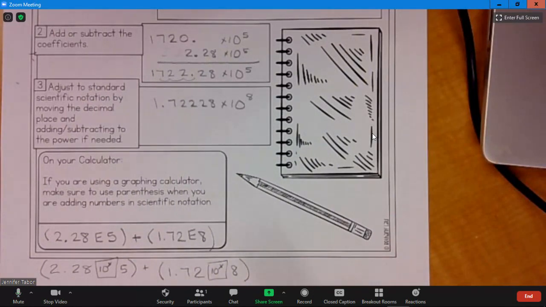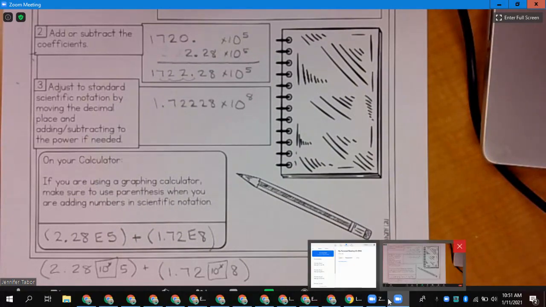Okay, so that is scientific notation. Do those practice problems before you take the quiz so you're sure that you know what you're doing.